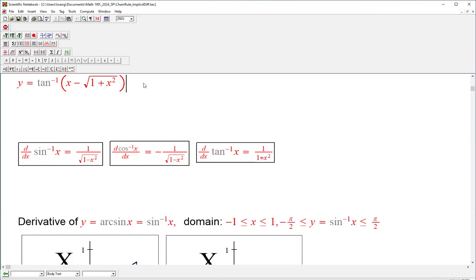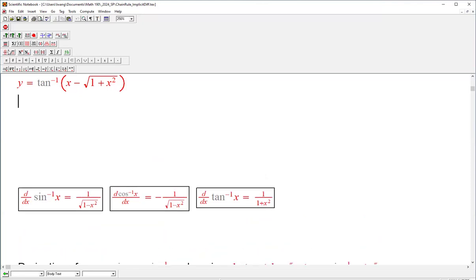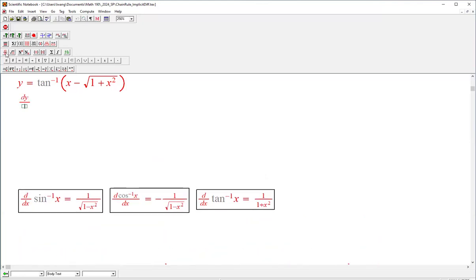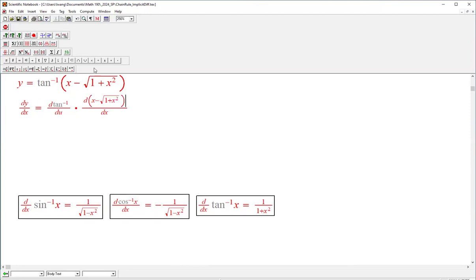Let's work on this. We want to find dy/dx, and that equals the derivative, right? We're going to write it as arctangent of u, du. And obviously u is going to be this piece, and we need the derivative of u with respect to x. So that's our u.